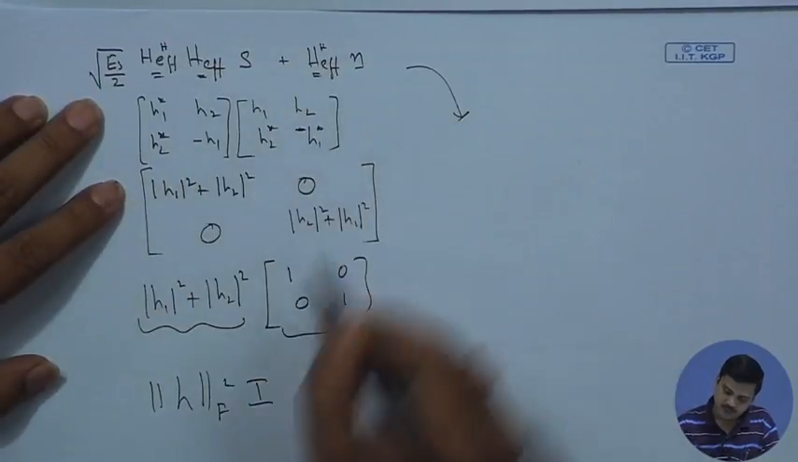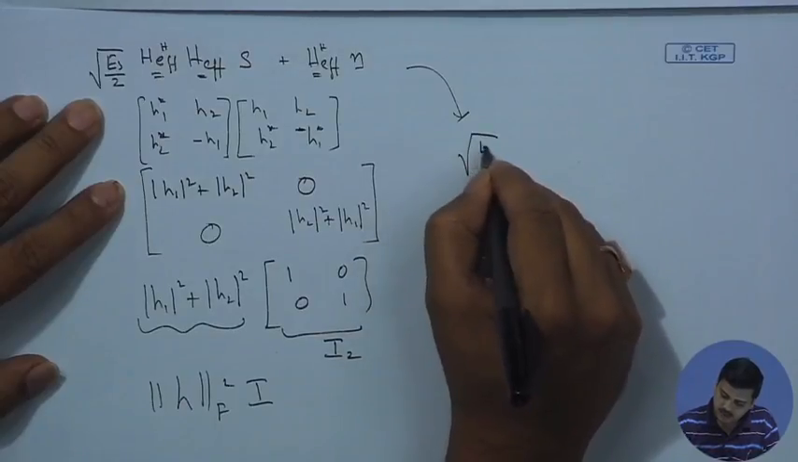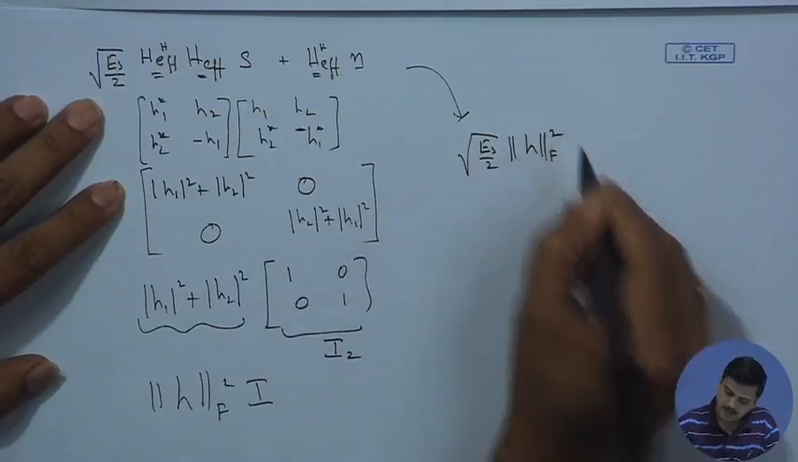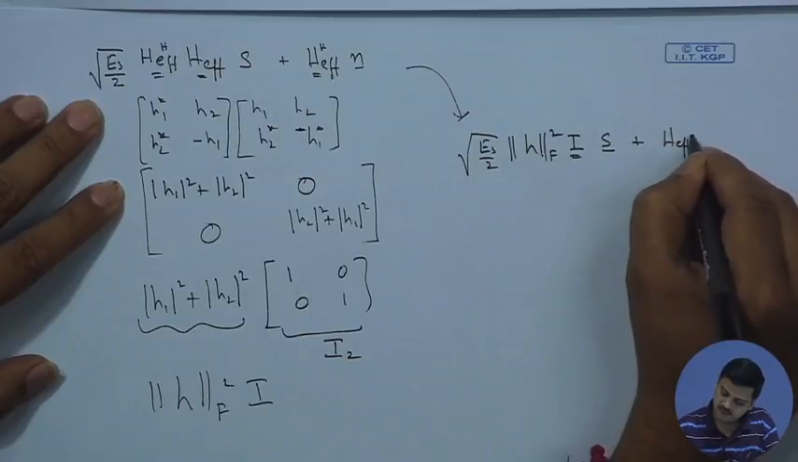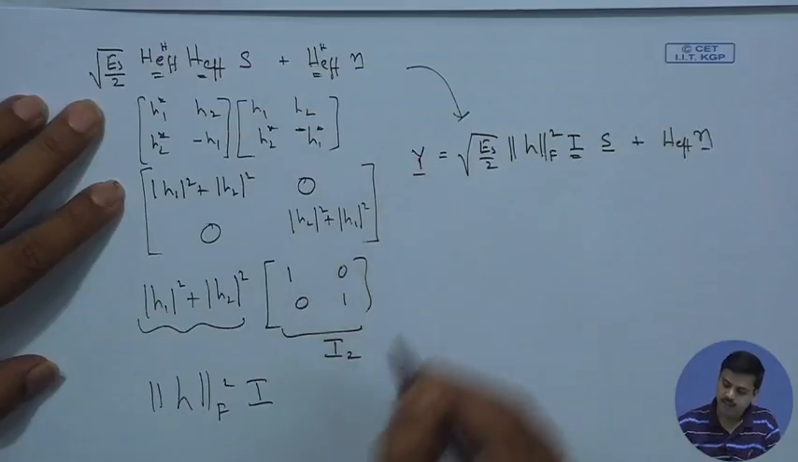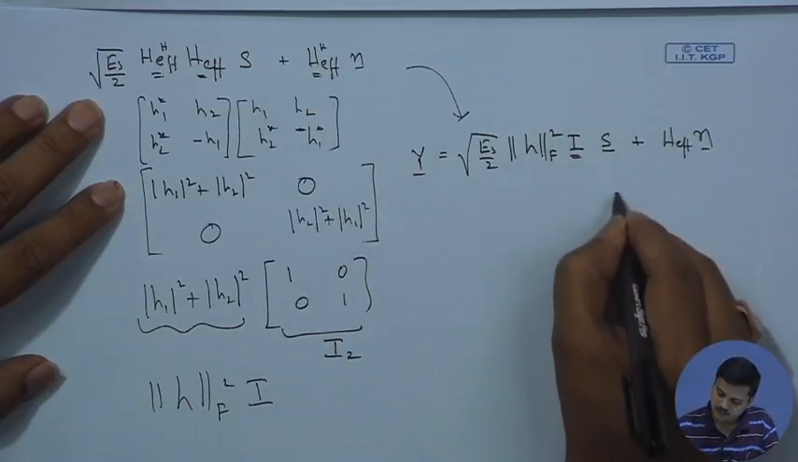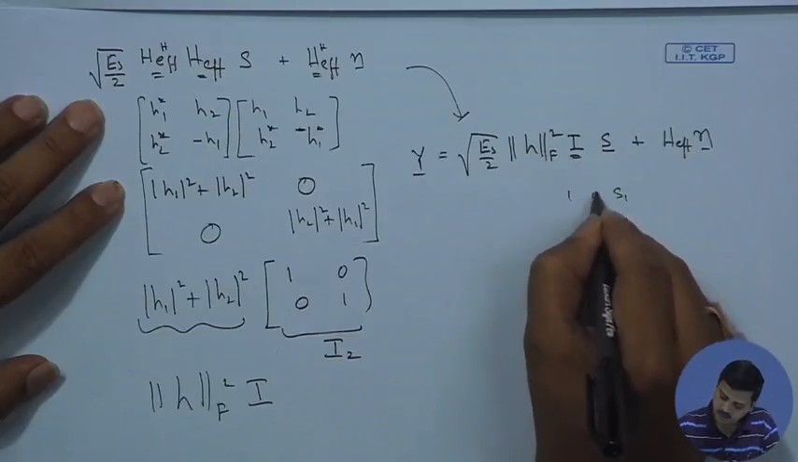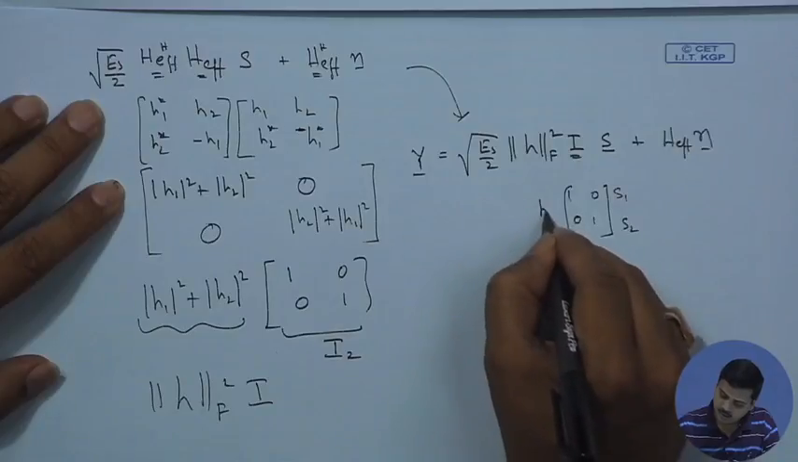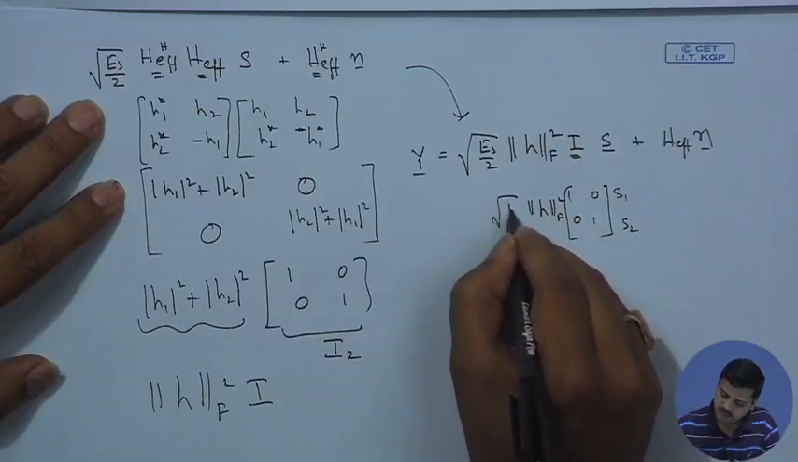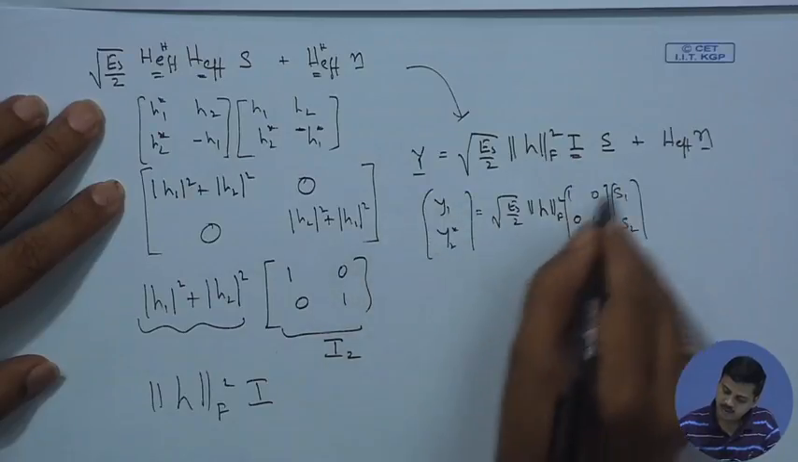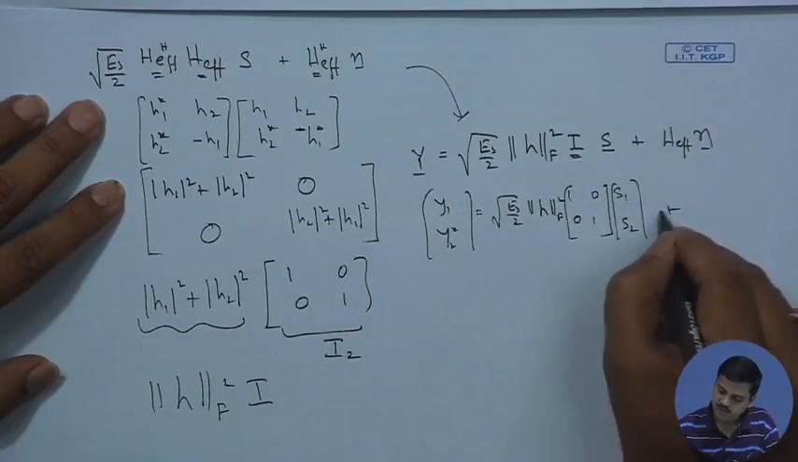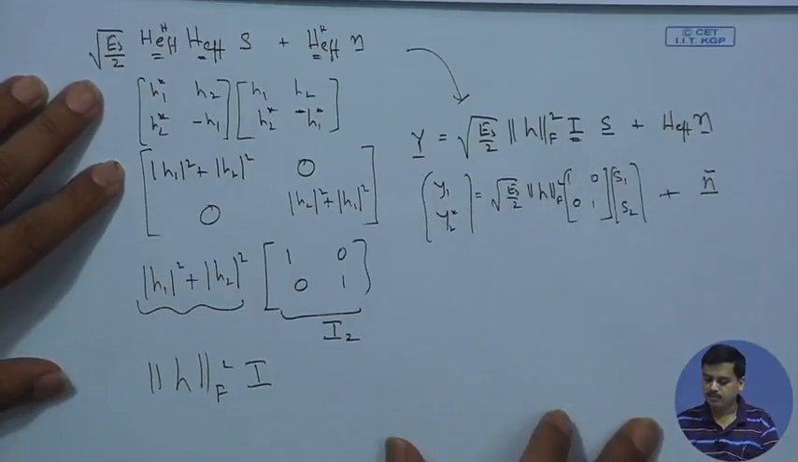So in this way, if we proceed, we could write this expression here as root over Es upon 2 times ||h||_F² times I times s, plus H effective Hermitian times eta bar. So this is the vector y that is received. So if we look at this expression, this is s1, s2, 1 0 0 1, ||h||_F² times square root of Es by 2. So we have this signal s1 coming out into y1, which is not interfered with that of s2, and of course there is this processed noise, so we could write it as n tilde bar.